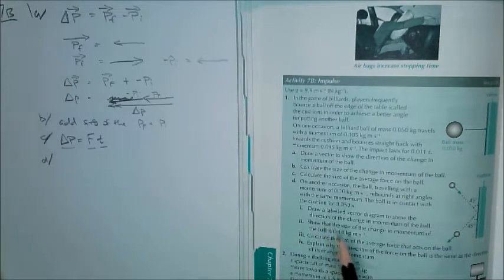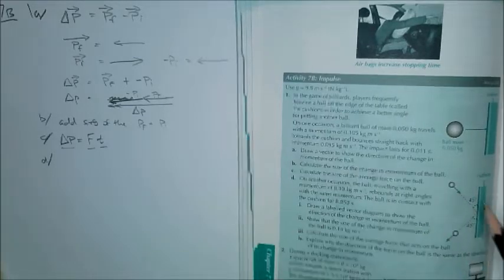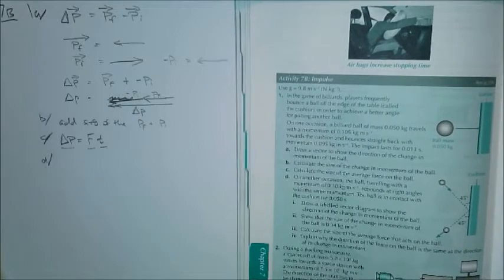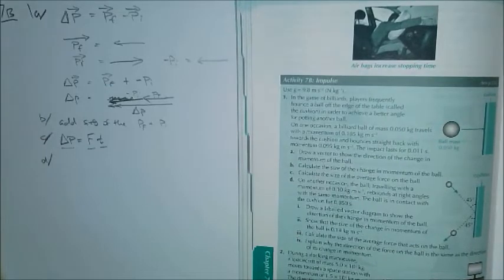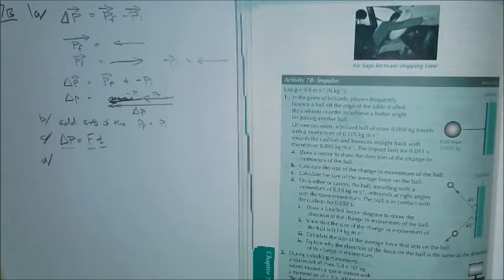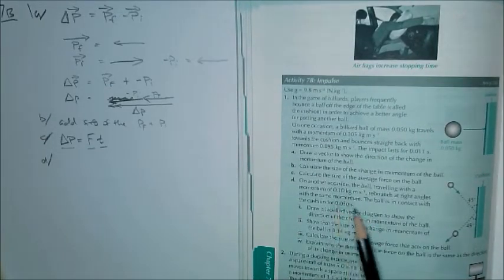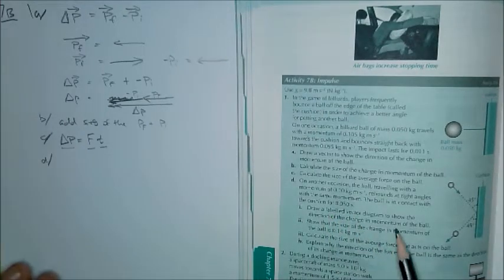Part D, on another occasion, the ball travelling with a momentum of 0.1 kilogram meters per second rebounds at right angles with the same momentum. This is the diagram for it. The ball comes in, hits the cushion, comes off again, 45 degrees to the cushion either side, so there's a right angle in between. The ball is in contact with the cushion for 0.05 seconds. So again, we're likely to have another impulse calculation. Draw a labelled vector diagram to show the direction of change in momentum of the ball.